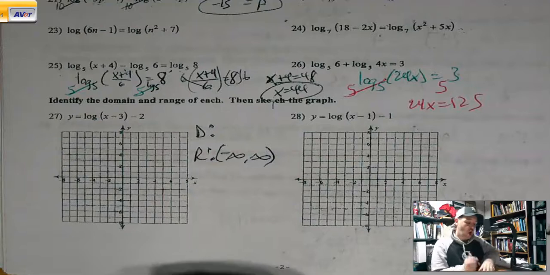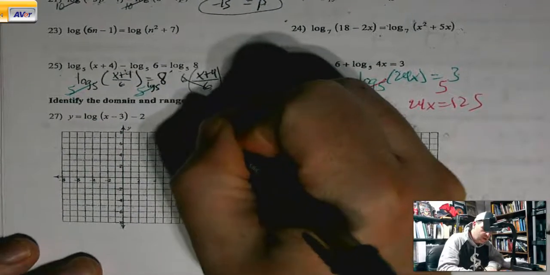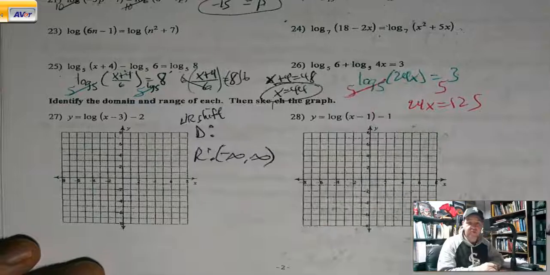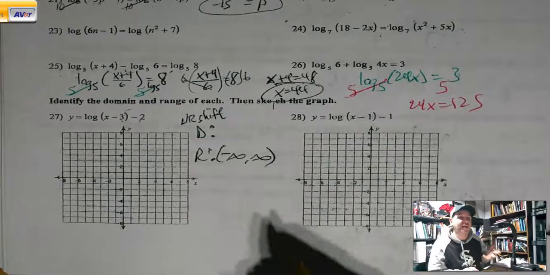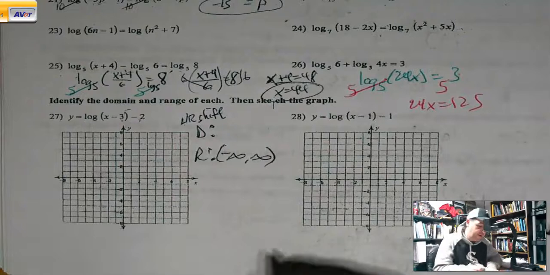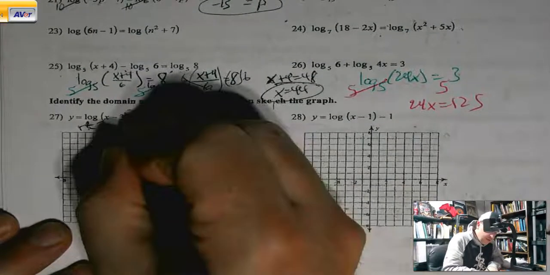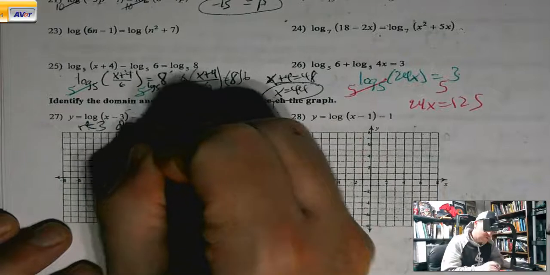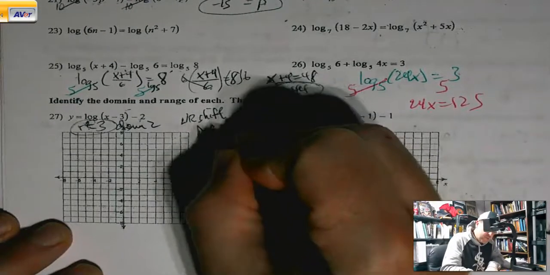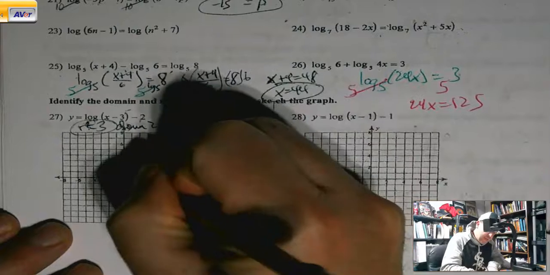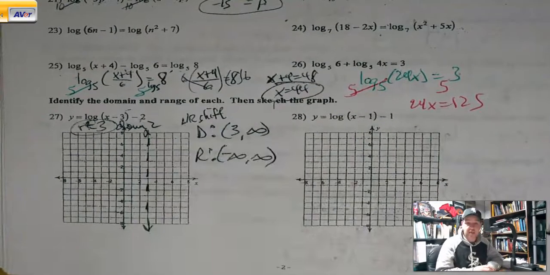And then my domain only is going to change from 0 if there's a left or a right shift. It probably pays, even though they didn't ask me, to go ahead and jot down what those shifts are just to remind me. So I'm like, okay, so I'm going right 3 and down 2. Right 3 means my domain is moving right 3, and that my vertical asymptote is moving right 3.